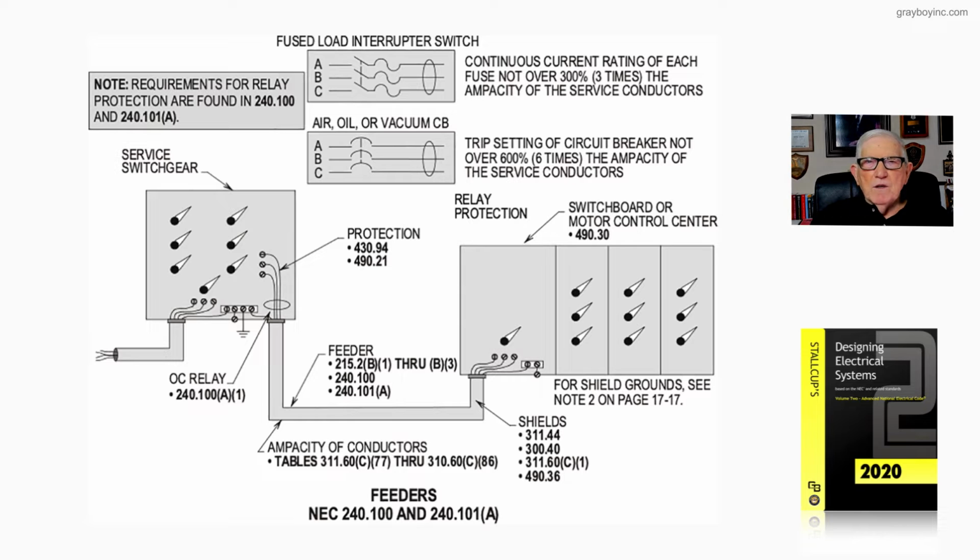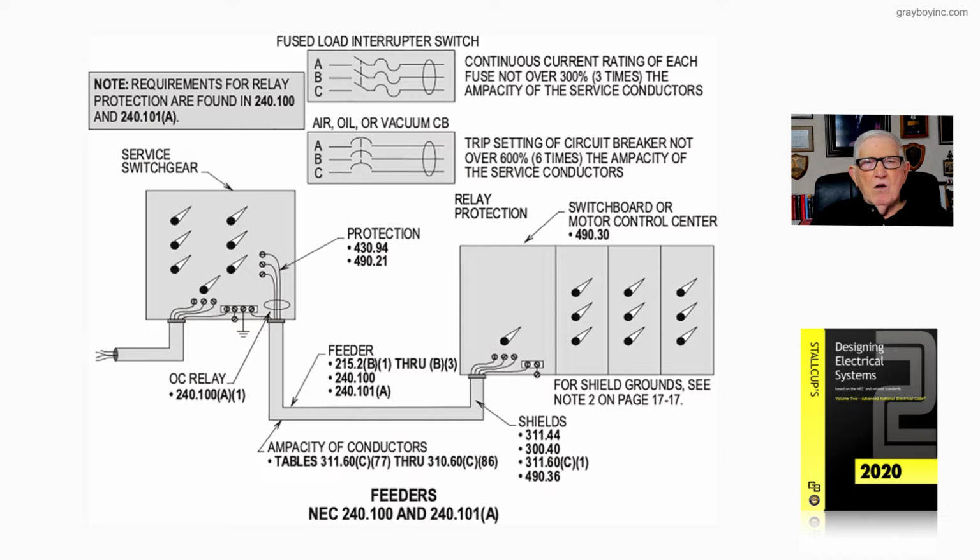So we're looking at 490.21 A and B of the NEC. And the continuous rating of each fuse should not be over 300% of the ampacity of the service conductors. And again, if you had transformers involved, you could go to table 450.3A and you see the same rule is listed there. But transformers in Article 450, that protection is just for transformers. You have to go to Article 240 for the protection of your conductors, so let's remember that.